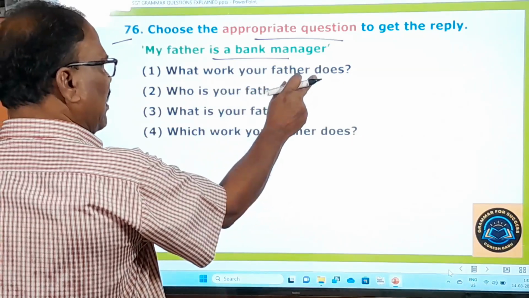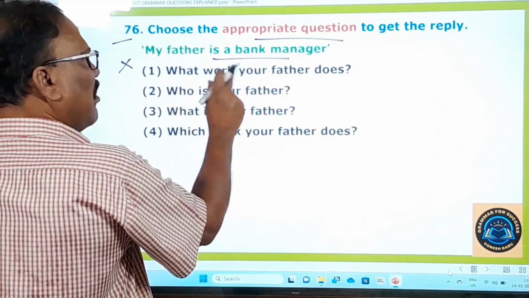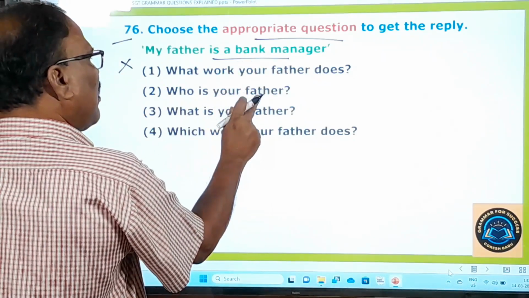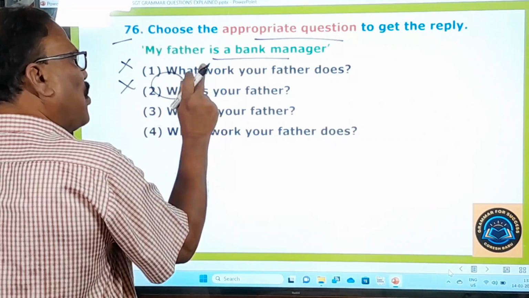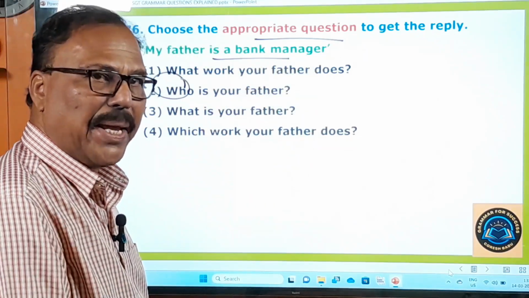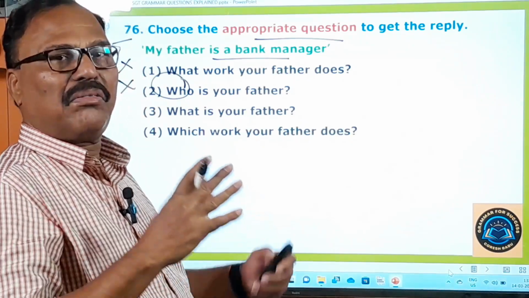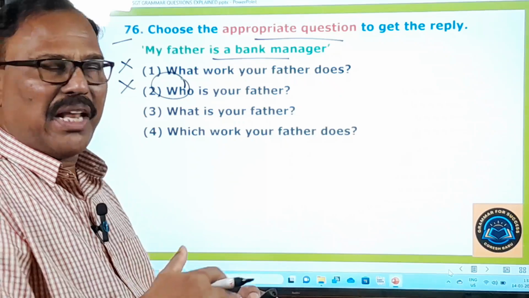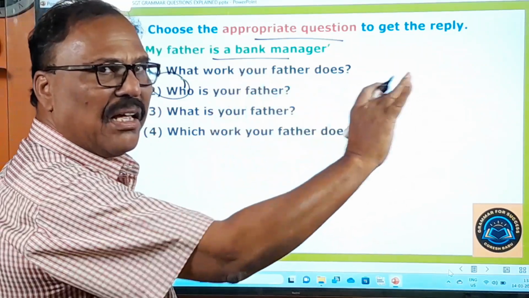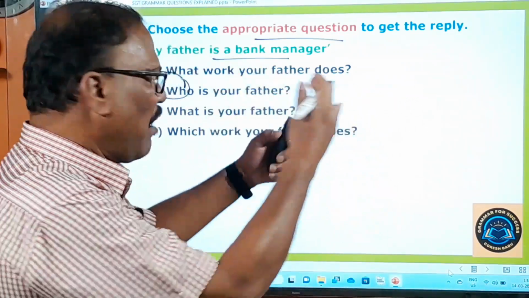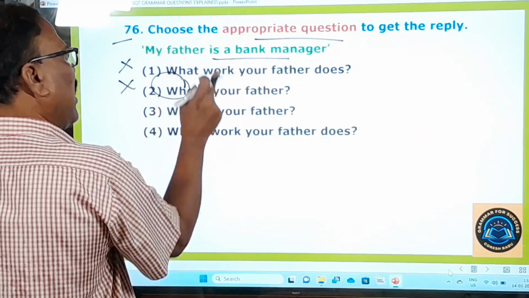What work your father does? So the first one is wrong because it is ungrammatical. You cannot say what work your father does, right? And who is your father? This is also wrong because if anybody poses this kind of question to you, you must tell him your father's name. Whenever somebody says, who are you? Then you must say your name. I am Ravi, I am Ramesh, I am Mohan, something like that. So to this question, you must tell your father's name. My father is Rangayya, my father is Ramayya. So whatever it is, you have to mention. So therefore, this is wrong. This is not the relevant question to get this answer, right?